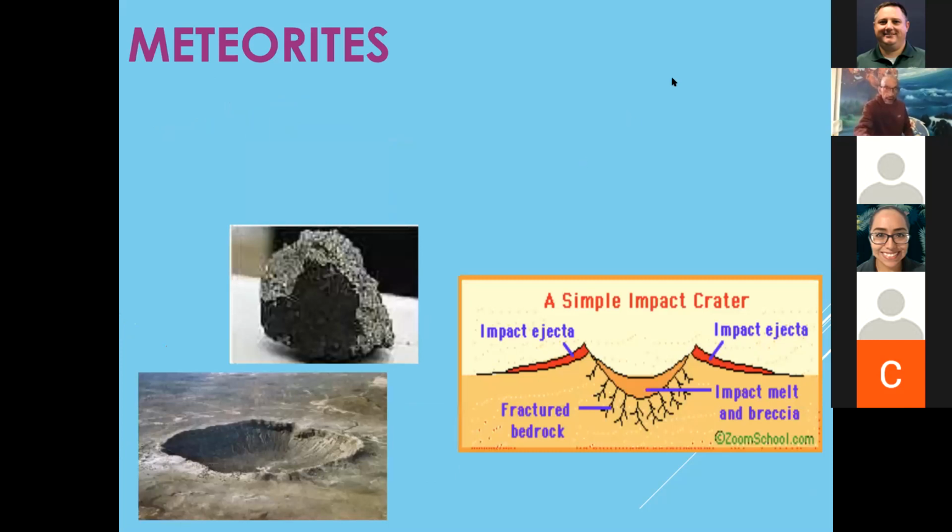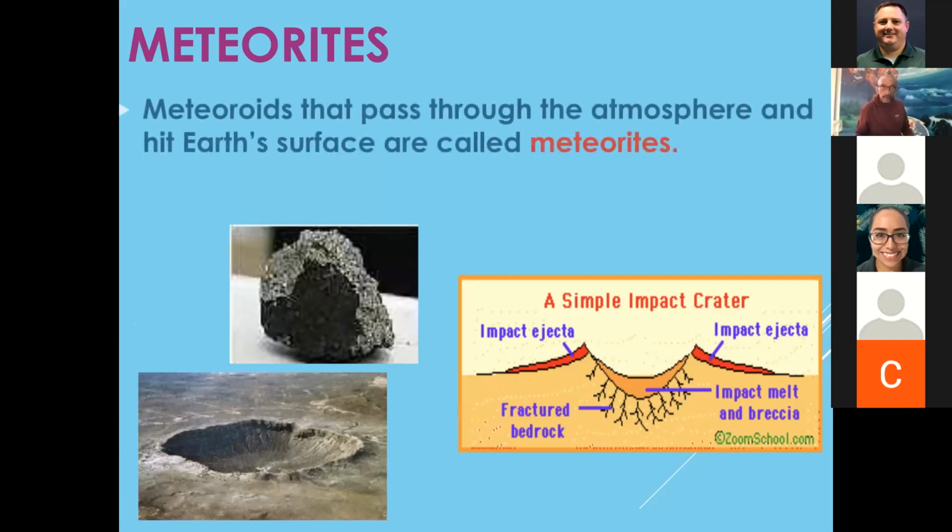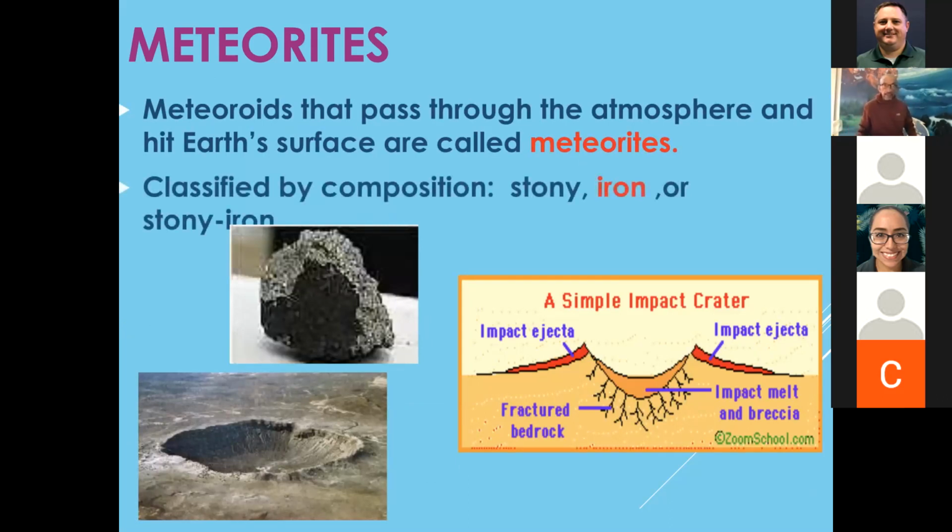As we see here, this is a remnant of a meteoroid, and we can see this crater that it has created. Okay, over here is the image of a simple impact crater. Meteoroids that pass through the atmosphere and hit the Earth's surface are called meteorites. Classified by composition: stony, iron, or stony-iron.